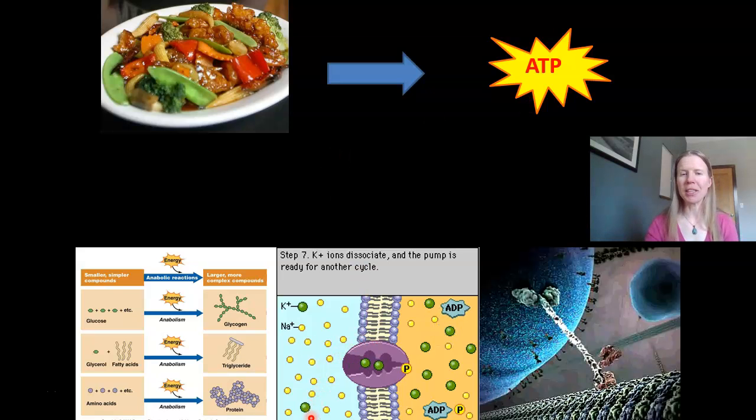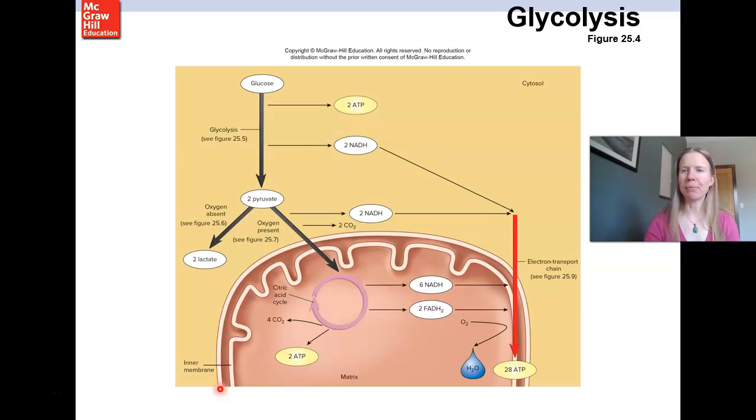Here we see a cell using ATP in order to run the sodium-potassium pump. Here we see a motor protein dragging an organelle along the cytoskeleton of a cell. Here we see energy, this is tiny, being used to put glucose together to make glycogen, to put fatty acids with a glycerol and make triglyceride, and to put amino acids together in proteins. We have a huge need for ATP. So here we go. We are going to jump in and see how we get that energy.